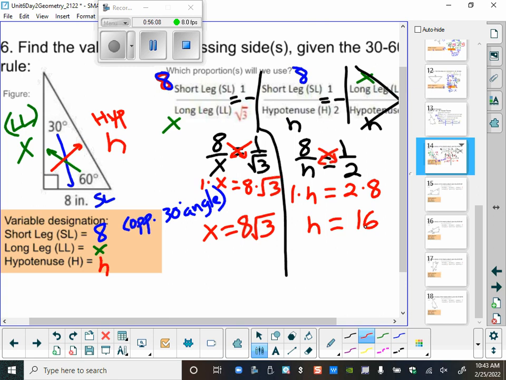Now we have everything we need. We have a hypotenuse, 16. Boom. We have a long leg, 8 square root of 3. There we go. We're done.